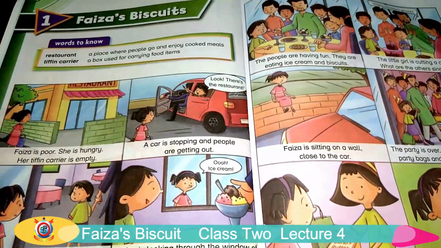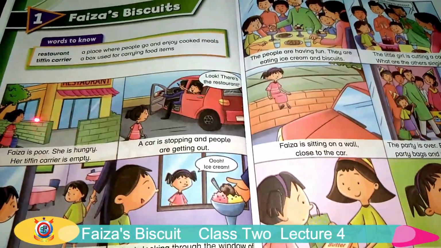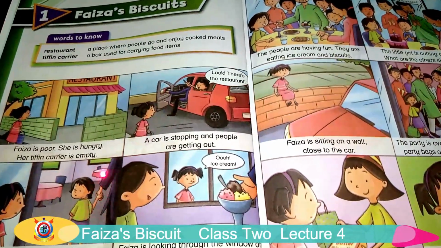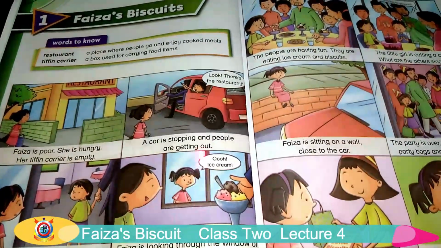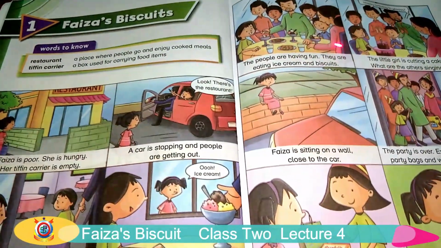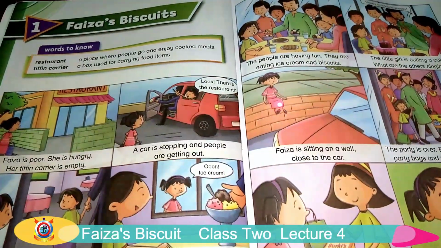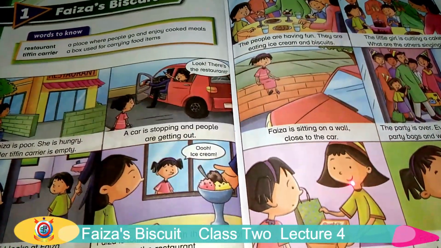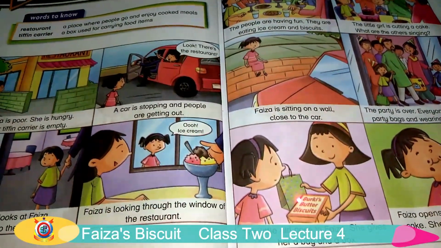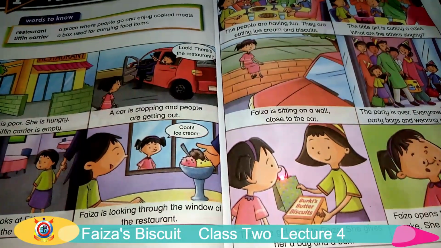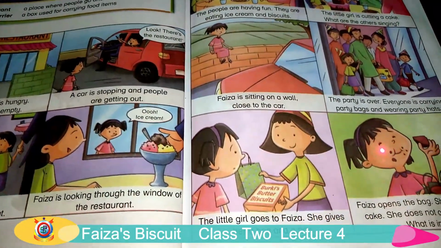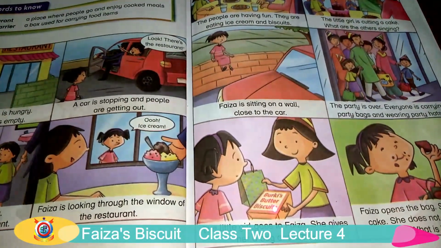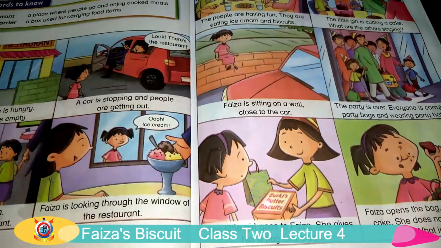Let's have a quick review of the whole story. Faiza was standing outside a restaurant. She saw a family going into the restaurant. The family was celebrating a birthday party. And Faiza was standing outside the restaurant on a wall. Then the family came out and a little girl gave Faiza a box of biscuits and a bag. Faiza eats the piece of cake, but she does not open the box.